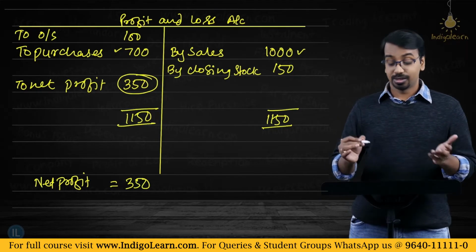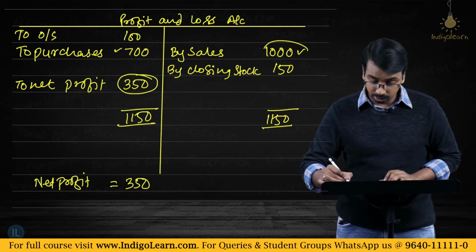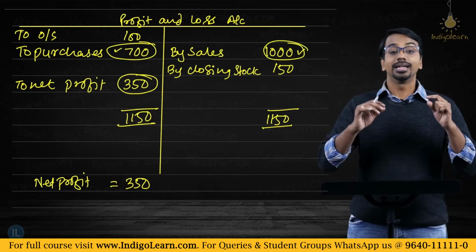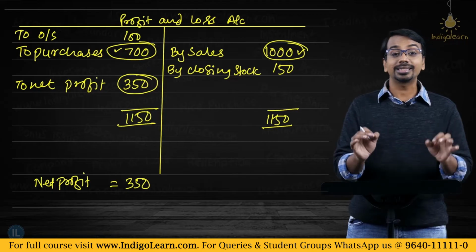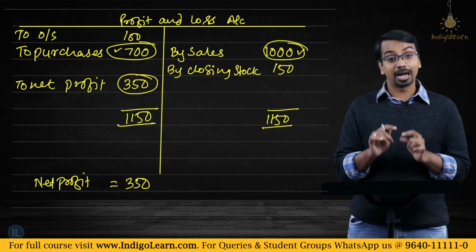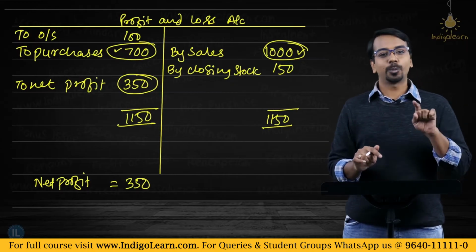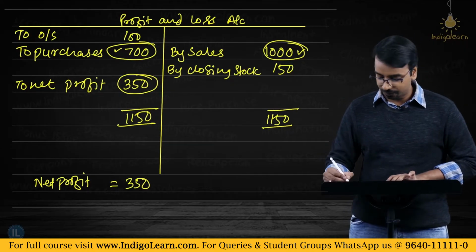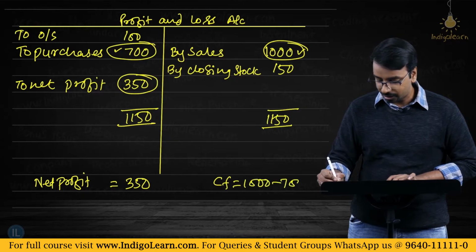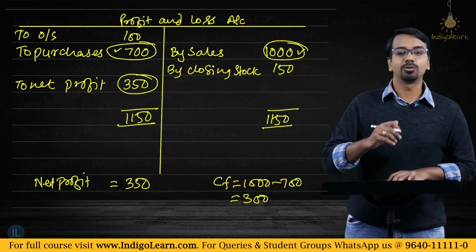Now, if I were to ask you the same question, what is the cash inflow for the company? What would you say? Sir, inflow of sales 1000, outflow on purchases 700, 1000 minus 700. The cash flow still is 300. The net cash inflow is still 300. Now, is this cash flow equal to my net profit? See, my net profit is 350. My cash flow is equal to 1000 minus 700. My cash flow is only 300. This is not equal to the profit.